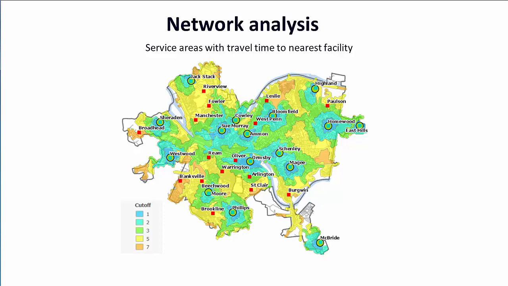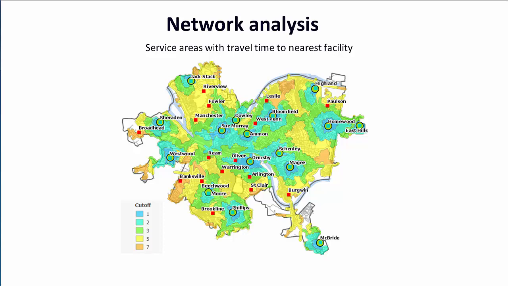So instead of just creating a buffer around each swimming pool, what we call a crow-fly buffer, they used the Network Analyst tool to find how long it would take each of these youth to get to each swimming pool. So what we're looking at here is a service area with travel times to each pool. The cutoff numbers here are the number of minutes.